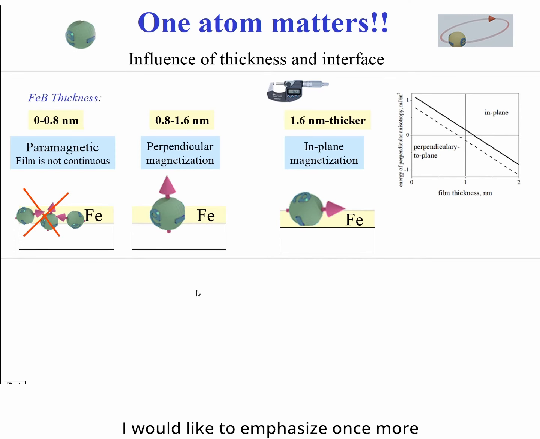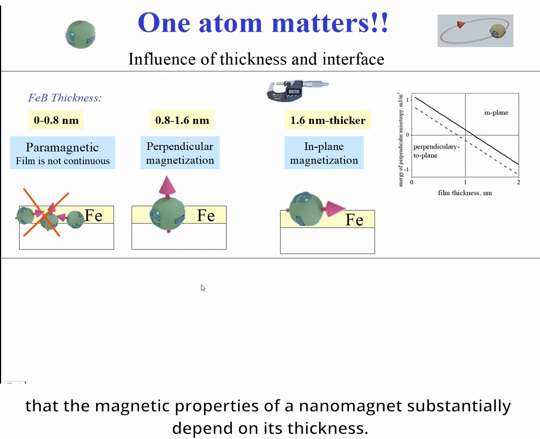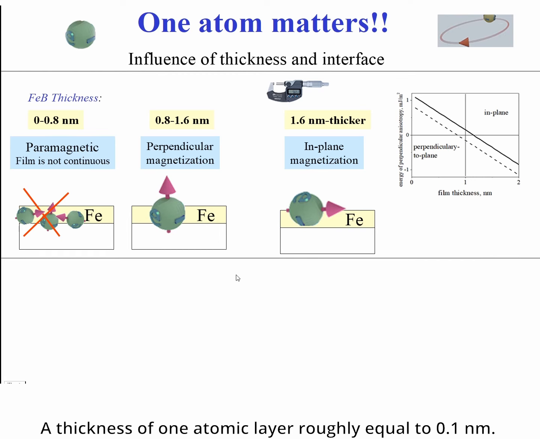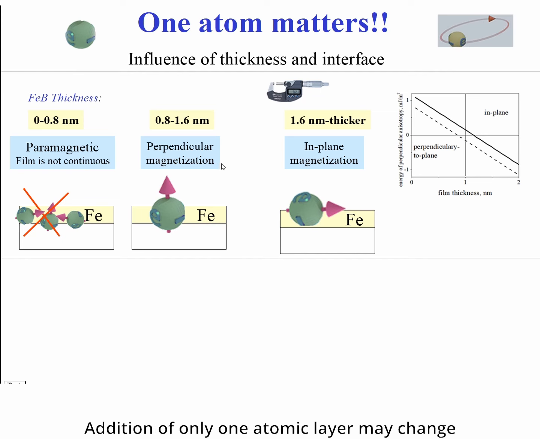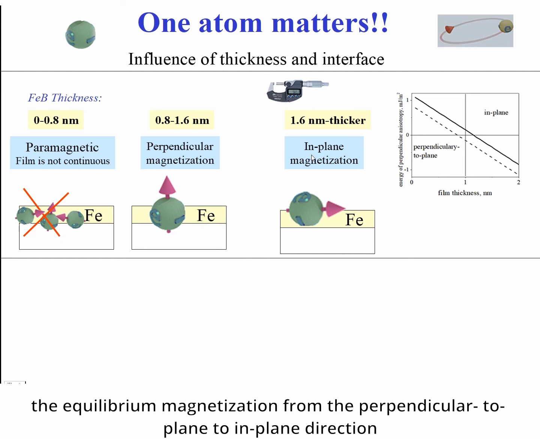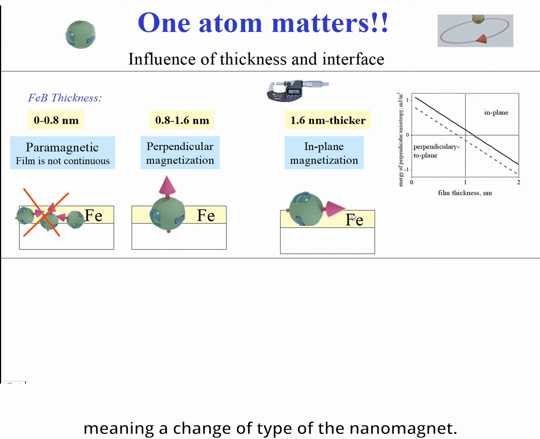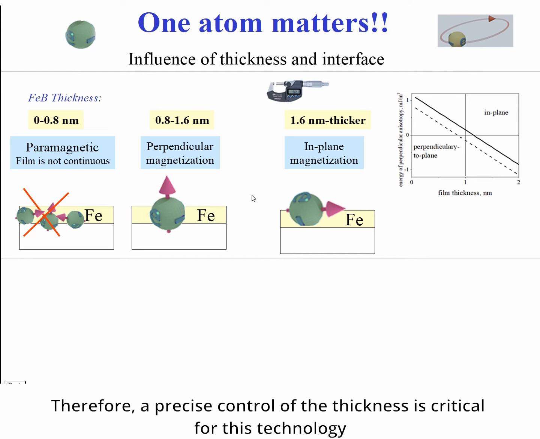I would like to emphasize once more that the magnetic properties of the nanomagnet substantially depend on its thickness. A thickness of one atomic layer is roughly equal to 0.1 nanometer. Addition of only one atomic layer may change the equilibrium magnetization from perpendicular to plane to in plane direction, meaning a change of type of nanomagnet. Therefore, precise control of thickness is critical for this technology.